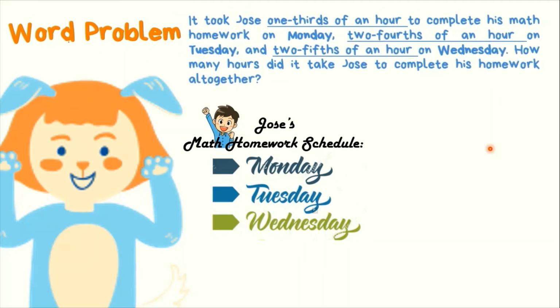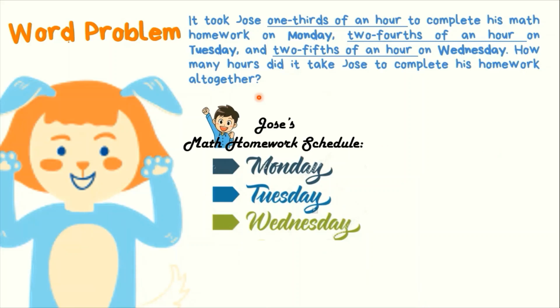It took Jose 1/3 of an hour to complete his math homework on Monday, 2/4 of an hour on Tuesday, and 2/5 of an hour on Wednesday. How many hours did it take Jose to complete his homework all together?